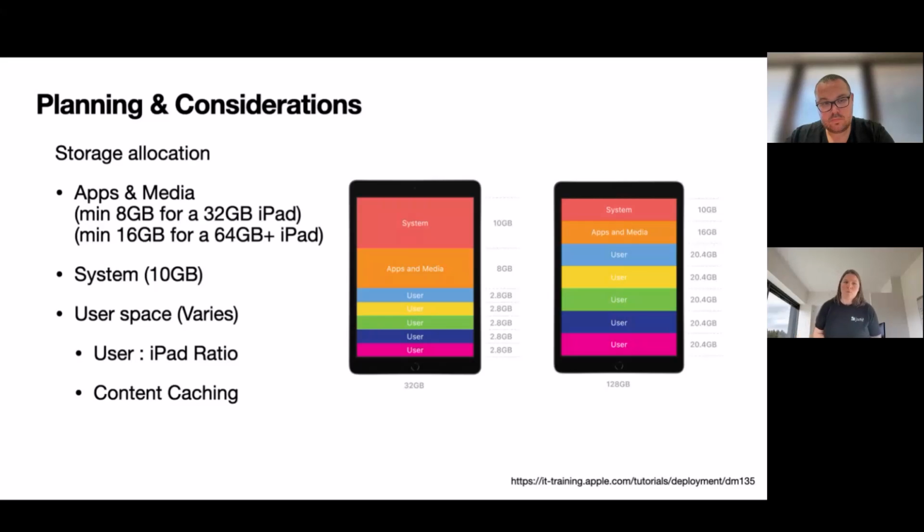So for devices with a storage capacity of 32 gig, 10 gig will be used for the system, 8 gig for the apps and media, and the remaining storage is divided among the number of defined users, with 1 gig minimum per user. So we should consider that. For devices with a storage capacity of 64 gig or greater, we once again have that 10 gig, but we have 16 gig available for apps and media and a minimum of 2 gigabytes per user.